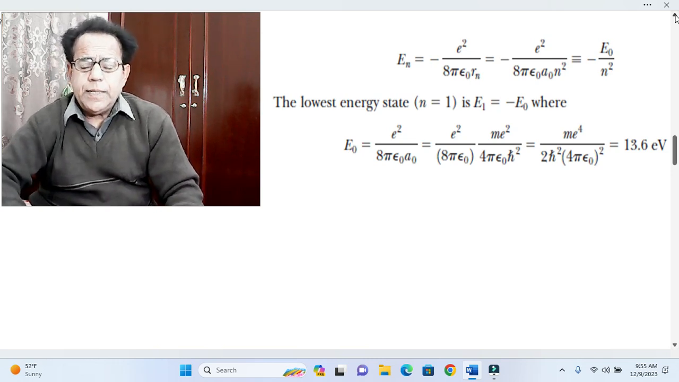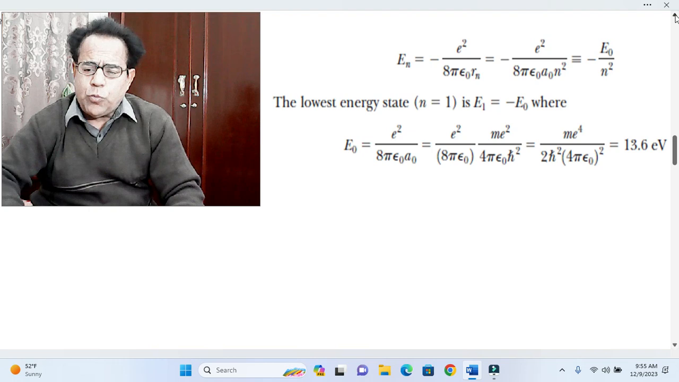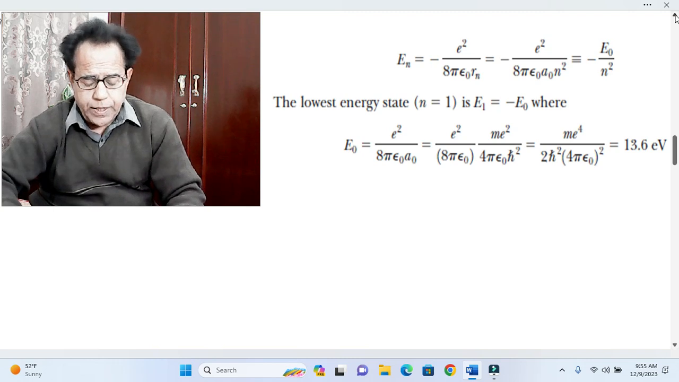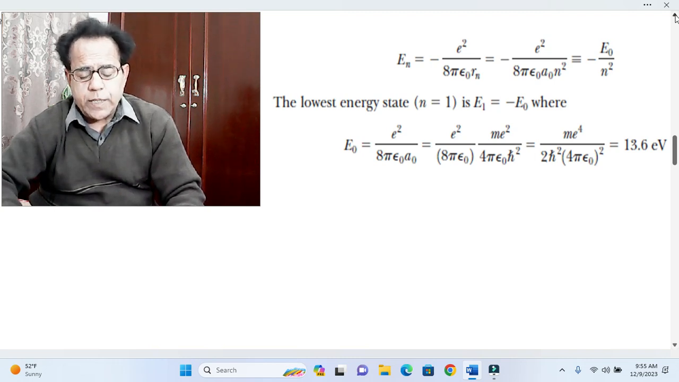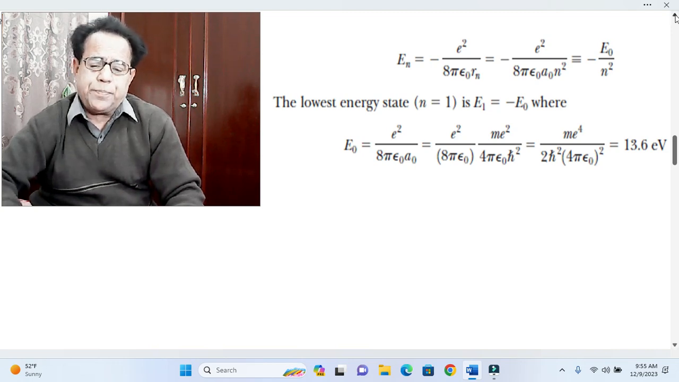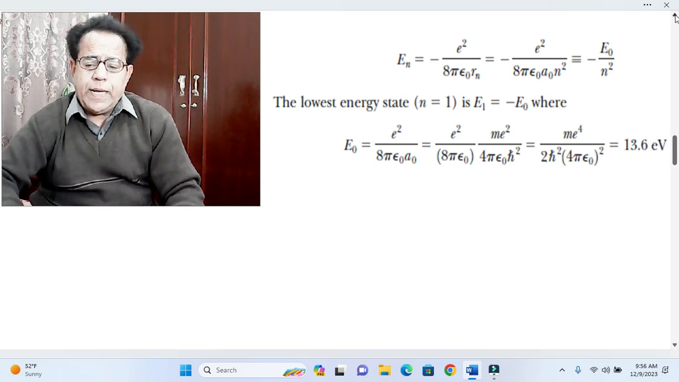Dear students, we are seeing that before these three lines there are two signs of equality. This sign may also be treated as a sign of equality, but it is much better if we treat it as equivalent to or defined as. So E naught is defined as e square over 8 pi epsilon naught a naught, and En is defined as minus E naught over n square. Here n is the energy level.